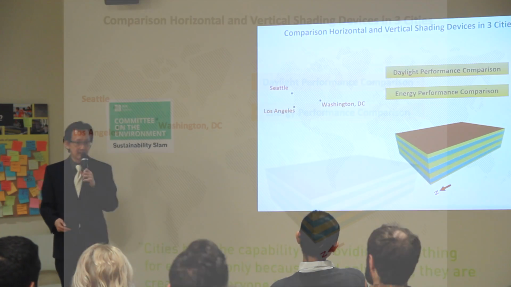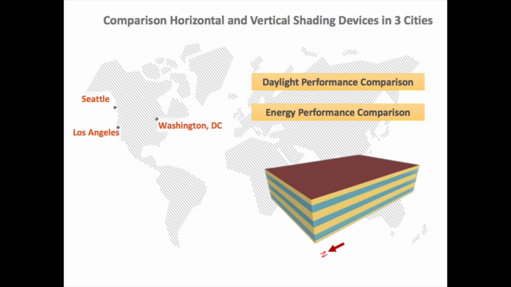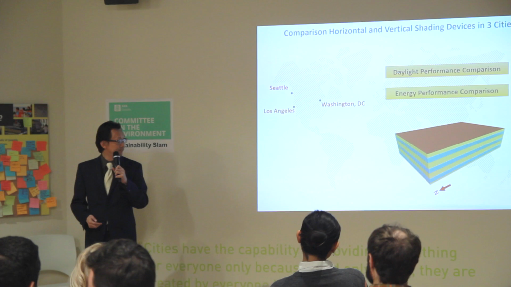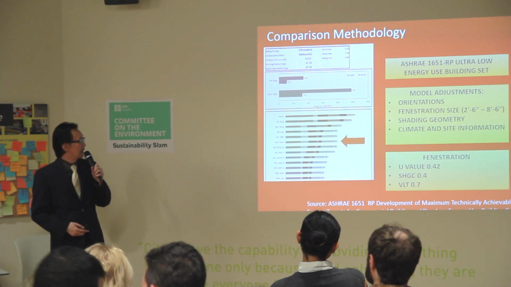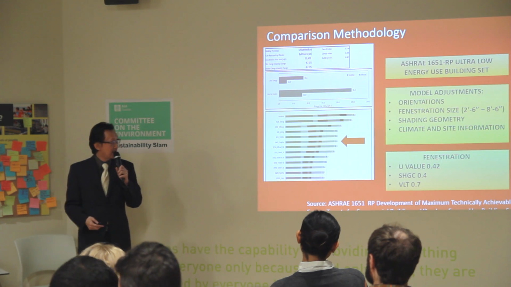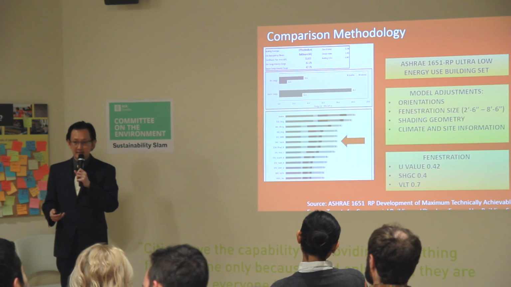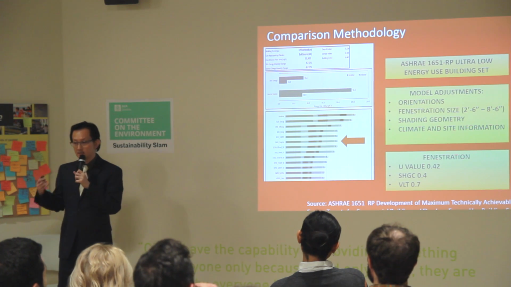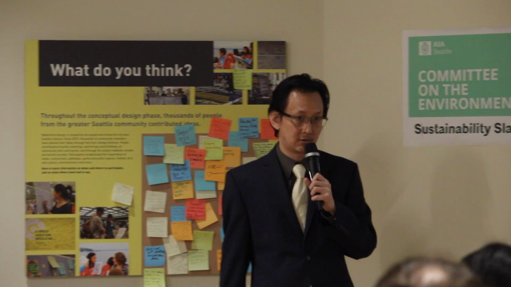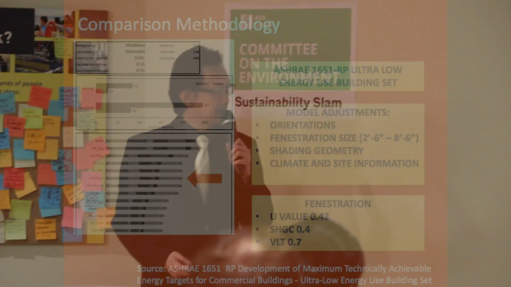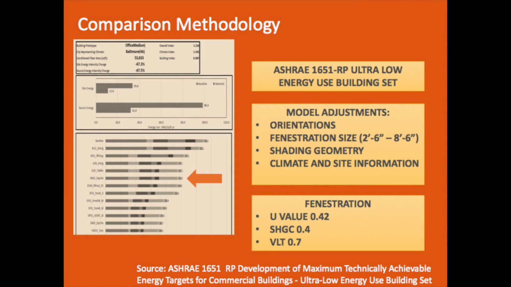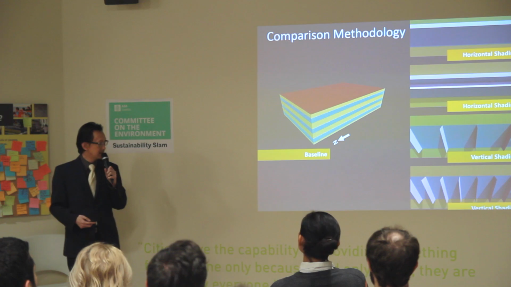I used a daylight performance simulation comparison and an energy performance comparison, and we did the study in 3 different cities: Seattle, Los Angeles, and Washington D.C. I use ASHRAE 1651-RP. It's an ultra low energy building set, basically a building already designed for really low energy, below ASHRAE 2013. So these are the parameters that I use. I made adjustments to make sure it reflects what is typically done in architecture. So this is my baseline.